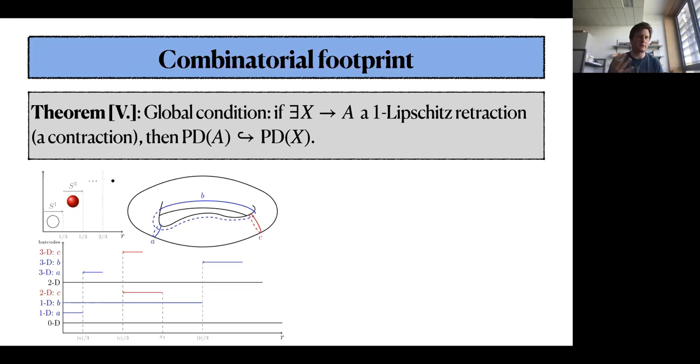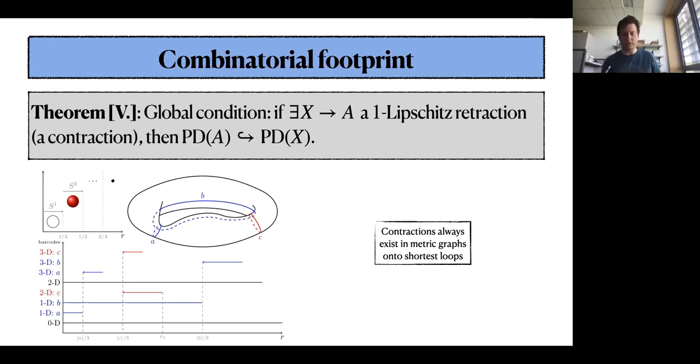So the existence of these retractions is actually interesting. In this specific case, we have two retractions. In general, if you have a metric graph, there always exists a contraction onto the shortest loop. But if you take other loops in metric graphs, there may not be contractions, even if the loop is a member of the shortest homology basis. So at the moment, it's not really known how easy it is to get these things. But in any way, the existence of such contractions would be interesting.